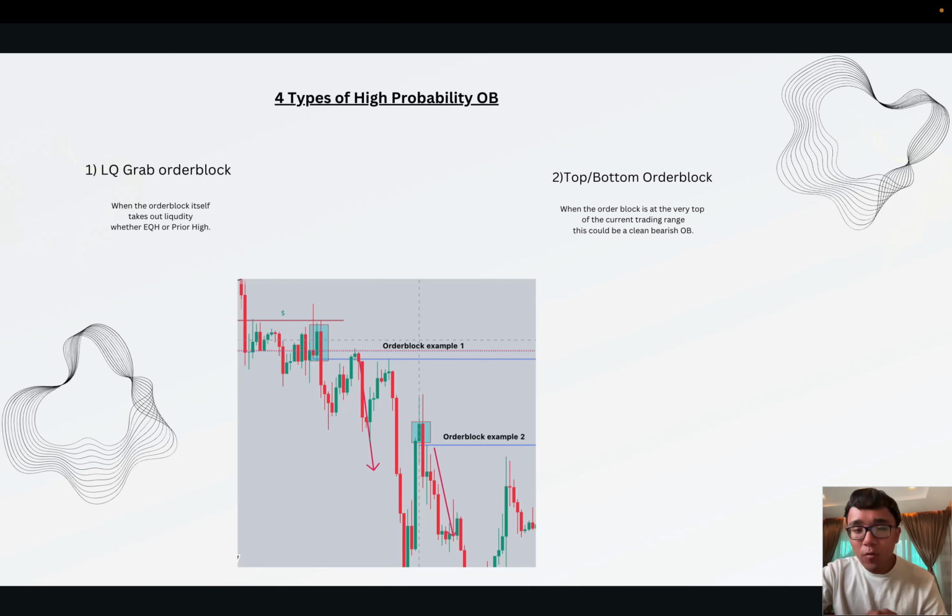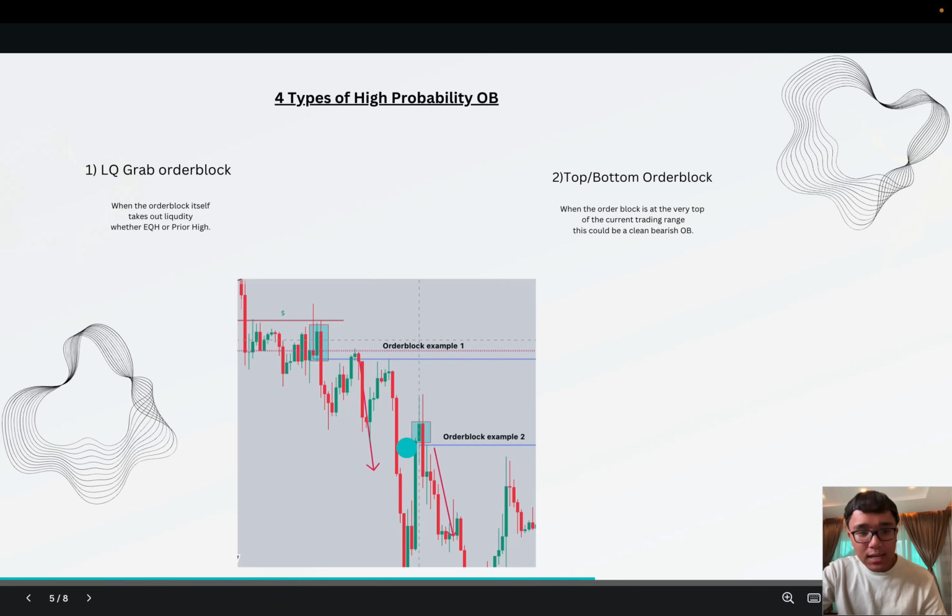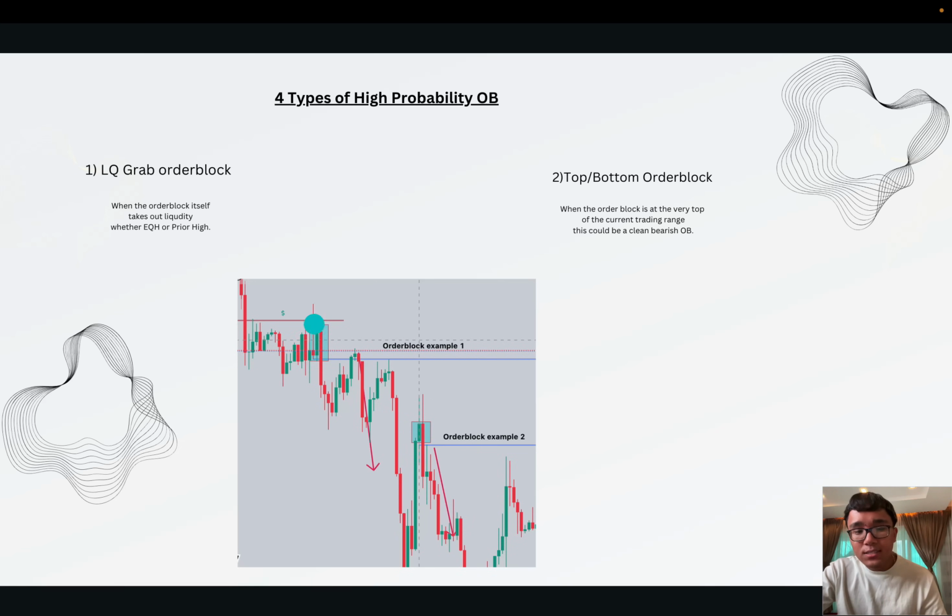But the second type of order block is a top or bottom order block. Essentially, what this means is that if there's an order block at the very top of the new trading range, then we can expect for price to come back into that level and reject to the downside. For example, this can also be considered a top order block. We have an order block at the top of the trading range. Price comes back within that order block and rejects to the downside.